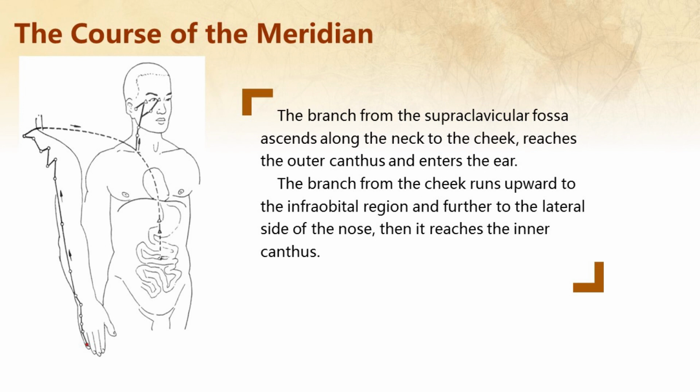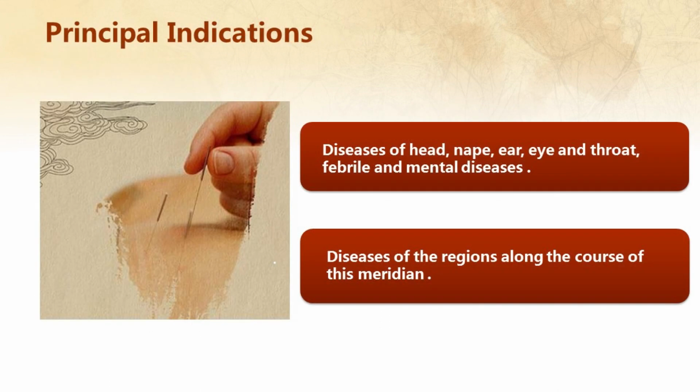The branch from the supraclavicular fossa ascends along the neck to the cheek, reaches the outer canthus, and enters the ear. The branch from the cheek runs upward to the infraorbital region, and further to the lateral side of the nose. Then it reaches the inner canthus. The course of the meridian has been learned.